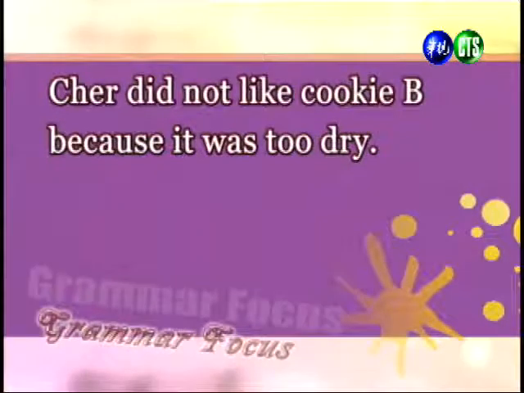can use adjectives to show some negative information. 好，接下来呢，我们要看看如何使用形容词来表达比较负面的意义。 Right, so we decided that cookie B was not as good as cookie A because it was drier. And so we can write a sentence like this one. Cher did not like cookie B because it was too dry.